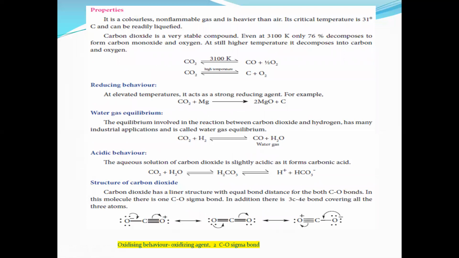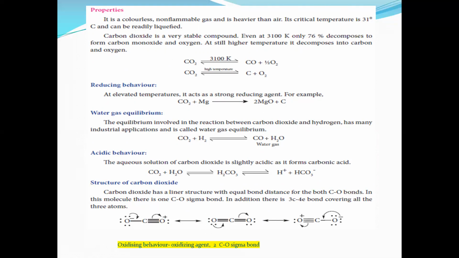So next one is the properties of carbon dioxide. It is a colorless, non-flammable gas and it is heavier than air. Its critical temperature is 31 degrees Celsius. Critical temperature means beyond this temperature, we can't liquefy the CO2 gas. So 31 degrees Celsius is the critical temperature of CO2 gas.